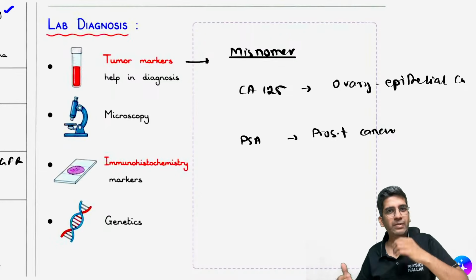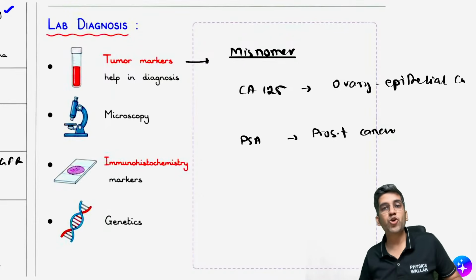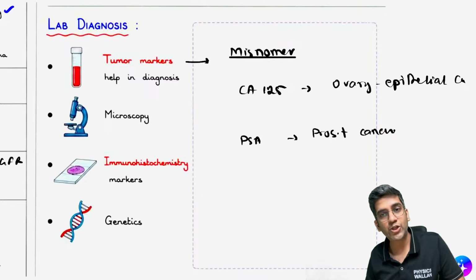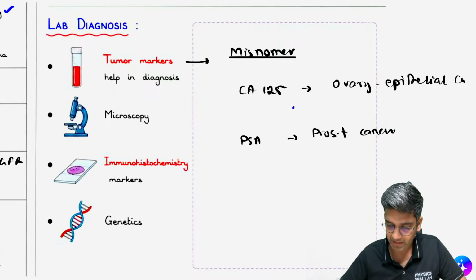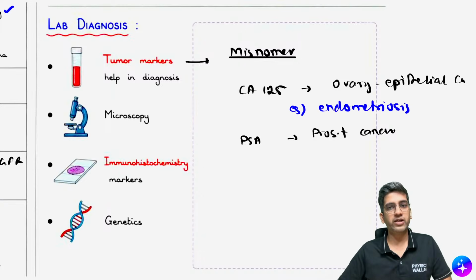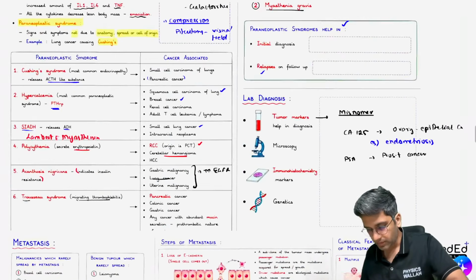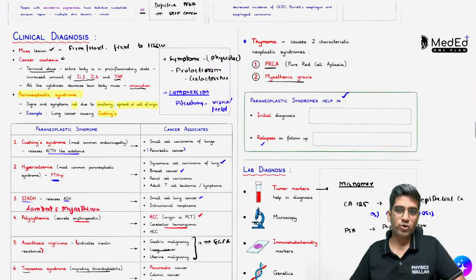I won't say it's completely a misnomer. It's not diagnostic because it is elevated in non-neoplastic conditions as well, not only in tumors, so we call it a misnomer. For example, it will be elevated in endometriosis of the ovary. Endometriosis is not a tumor, right? That's the reason they call it a misnomer. Fine, perfect, done. That's about the clinical diagnosis of cancer.